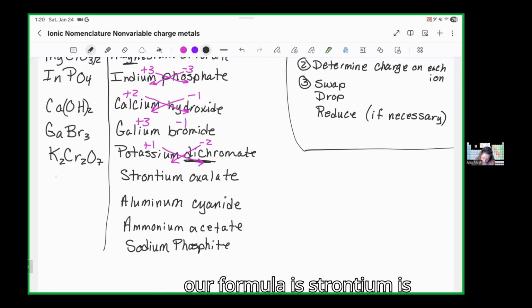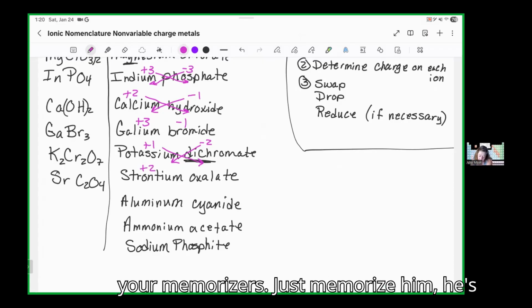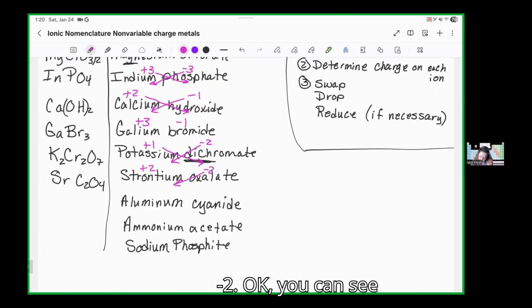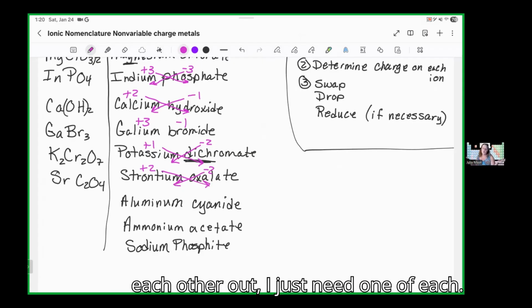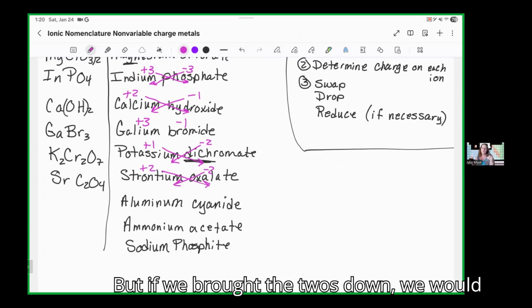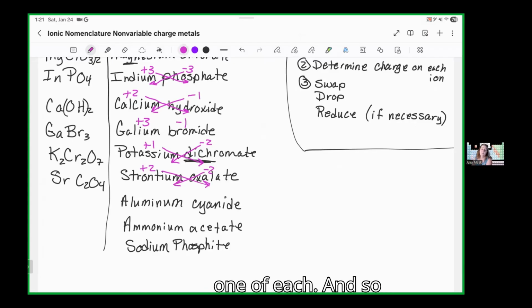Okay, now I've got strontium oxalate. So our formula is strontium is Sr. And oxalate is one of your memorizers. It's C2O4. Strontium is group 2 on the periodic table, so he's plus 2. Oxalate is one of your memorizers. You just memorize them. He's negative 2. Okay, you can see they're both the same. They already equal each other out. I just need one of each. But if we brought the 2's down, we would reduce them by dividing by 2 and get one of each.